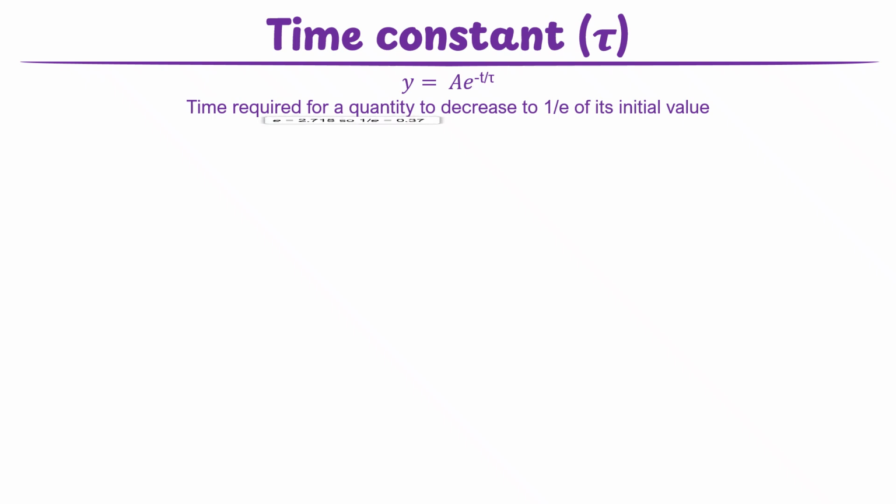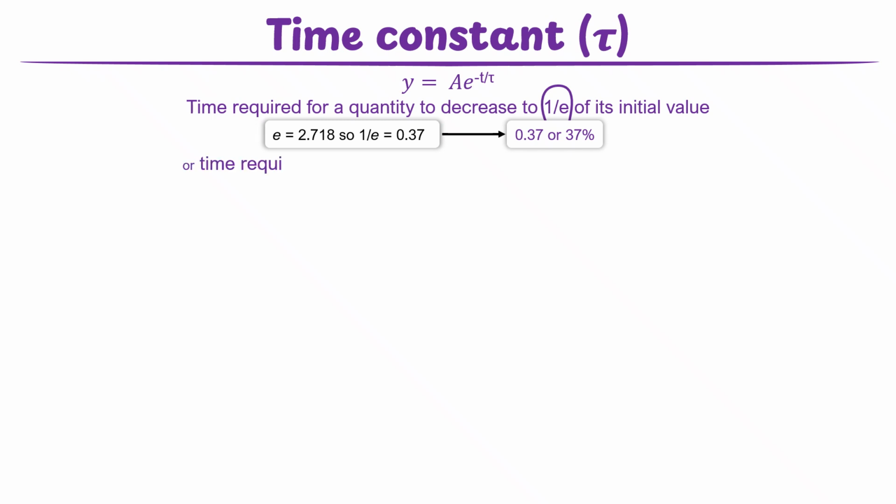Because e is approximately 2.718, 1 over e is about 0.37. So the time constant is the time taken for the value to fall to approximately 37% of its initial value. The time constant can also be used to describe a process that increases exponentially over time. In that case, it is the time taken to reach 63% of its final value.